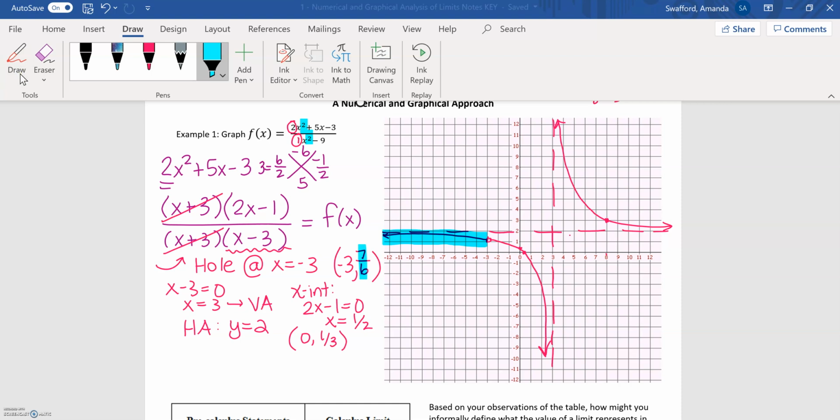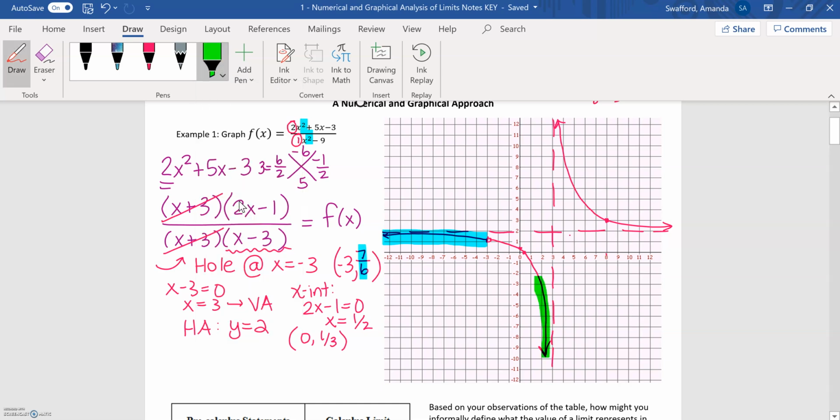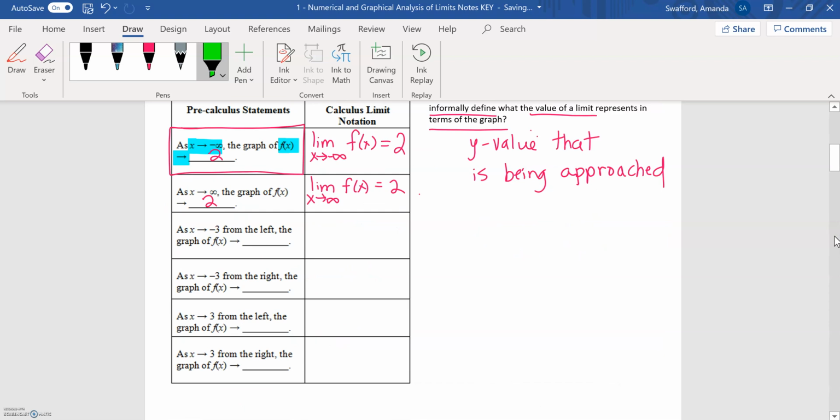Now let's look at it from the right-hand side. If I examine and trace my graph coming in from the right-hand side and getting closer and closer to negative 3, again, I'm trying to reach the hole. So again, the limit would be 7 over 6. So these two limits have been separated in our statements. We've got what is the value as x approaches negative 3 from the left, and we identified that as 7 over 6, and then we have from the right. Sometimes these limits might be different.